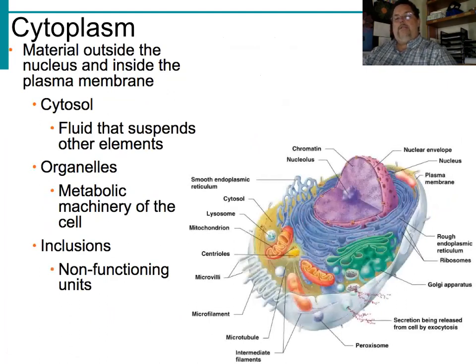Now, the cytoplasm is basically everything outside of the nucleus to the cell membrane. This includes the watery stuff. So what is the water that's inside cells called? Cytosol. So the cytosol is the fluids that are inside the cell. And then the rest of the organelles all have some type of metabolic machinery or function that's important for the cell. And we're going to get into what these different organelles do. And then there's also some non-functioning parts as well.